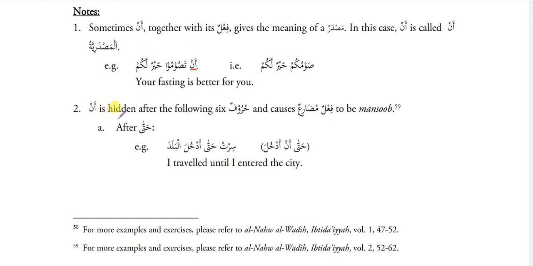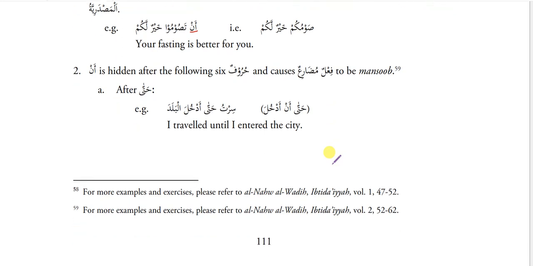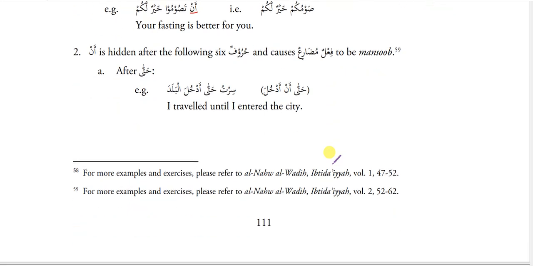Now, "an" is hidden after the following 6 huruf and causes fail muzare to be mansub. In the Arabic language, there are 6 huruf which are used before fele muzare, and they give fatha to fele muzare. But those huruf are not capable of providing the fatha to fele muzare themselves. So what we assume is that after these huruf there is a hidden "an."